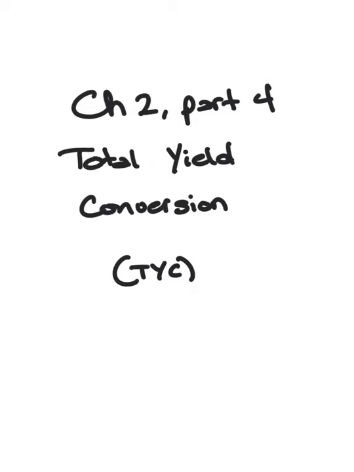You've made it past the halfway mark. Welcome to Chapter 2, Part 4, Total Yield Conversion. Total yield conversion is one way of scaling recipes. We're going to look at two, but first we'll look at this one.